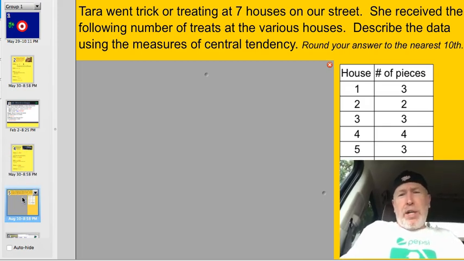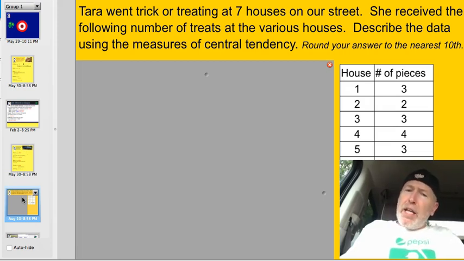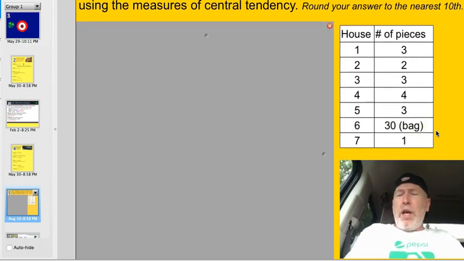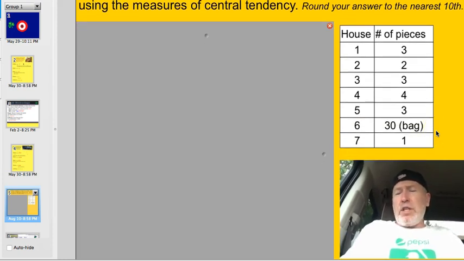So Tara went trick-or-treating at 7 houses on her street. She received the following number of treats at various houses. Describe the data using the measures of central tendency and round your answer to the nearest tenth. So I'm going to scroll up here and let you take a look at that data. And why don't you go ahead and give me the measures of central tendency for this group of data.